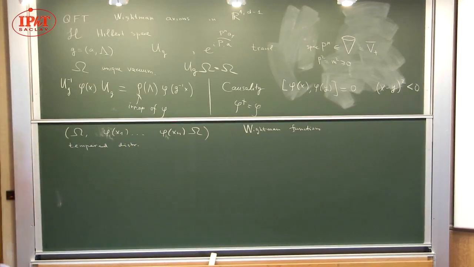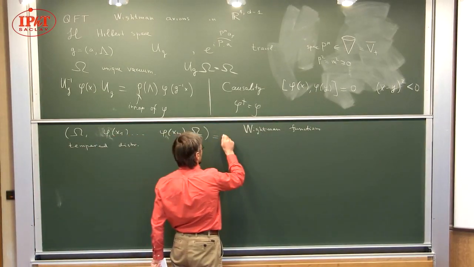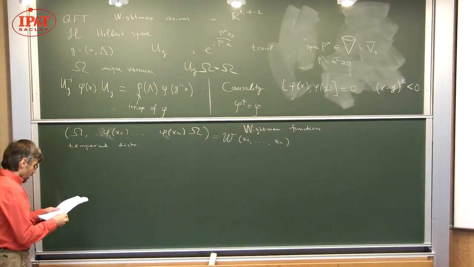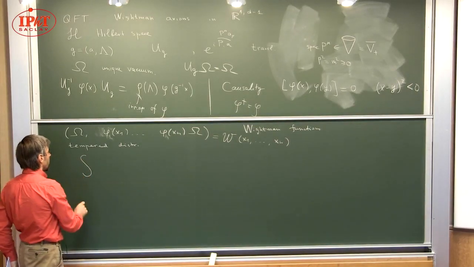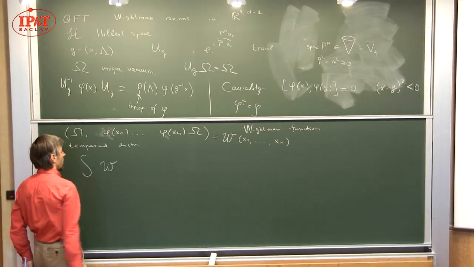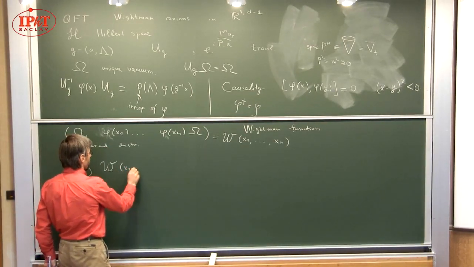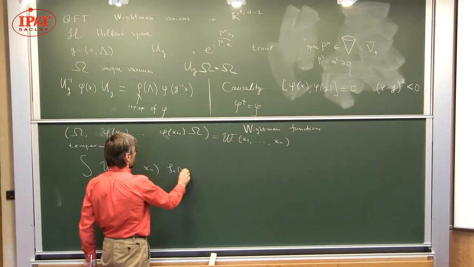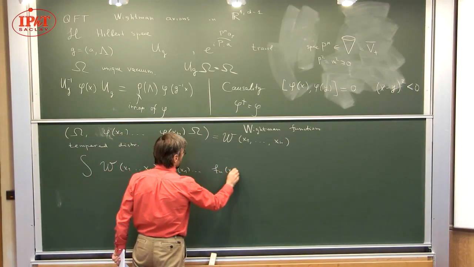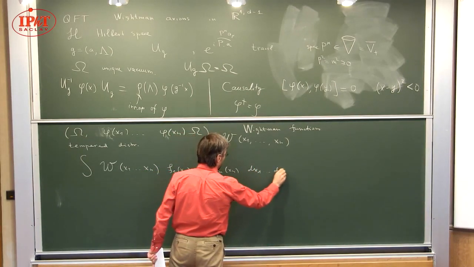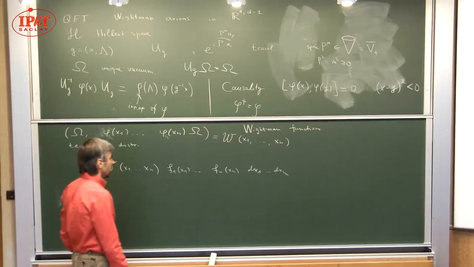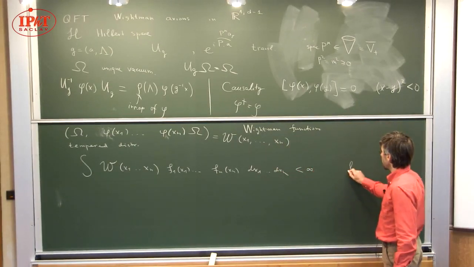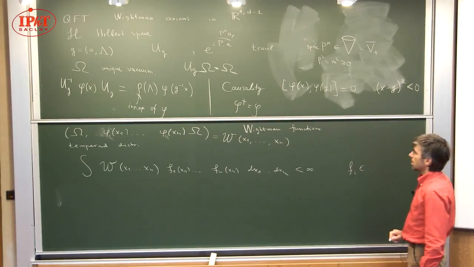Now, what does this mean? Let me introduce notation for this thing: W of x1, ..., xn. There are various equivalent formulations, but what it means is that if I take this W(x1, ..., xn), and I pick smooth functions f1 of x1, ..., fn of xn, and I integrate over all points, then these integrals should be well defined and finite, provided that these smearing functions fi are nice functions.